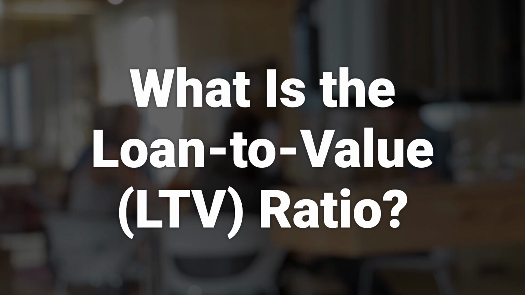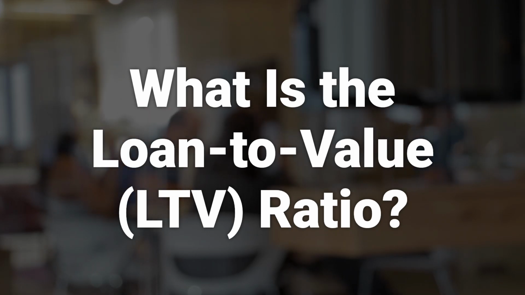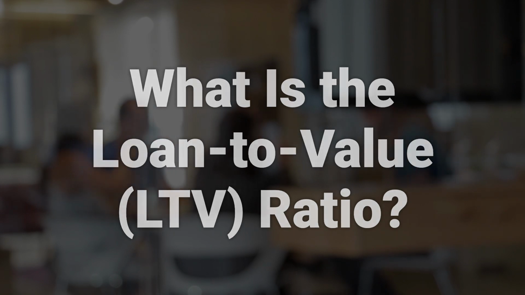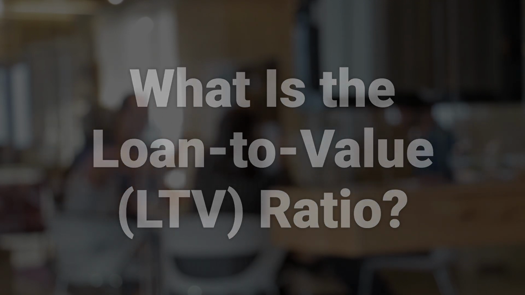Additionally, a loan with a high LTV ratio may require the borrower to purchase mortgage insurance to offset the risk to the lender. This type of insurance is called private mortgage insurance, PMI.